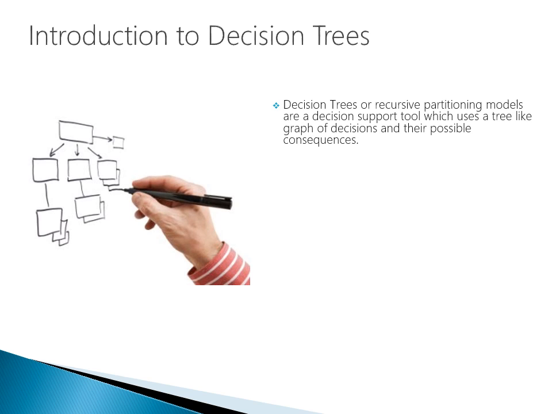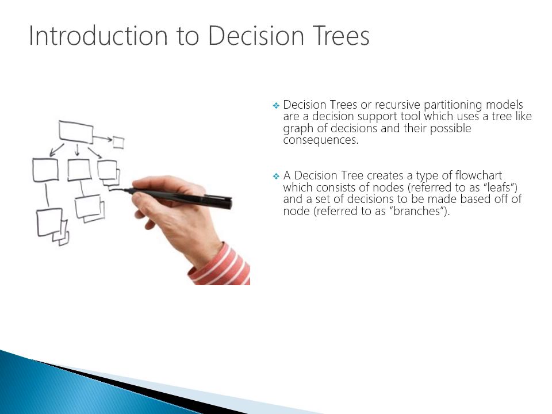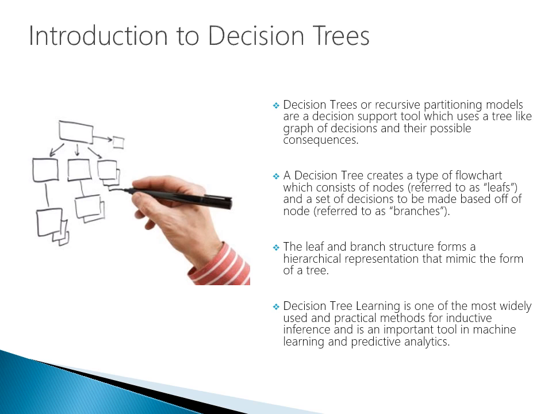Decision trees, or recursive partitioning models, are a decision support tool which uses a tree-like graph of decisions and their possible consequences. A decision tree creates a type of flowchart which consists of nodes, which are referred to as leaves, and a set of decisions to be made based off of the node, which is also referred to as branches. The leaf and branch structure forms a hierarchical representation that mimics the form of a tree growing. Decision tree learning is one of the most widely used and practical methods for inductive inference and is an important tool in the machine learning and predictive analytics toolbox.